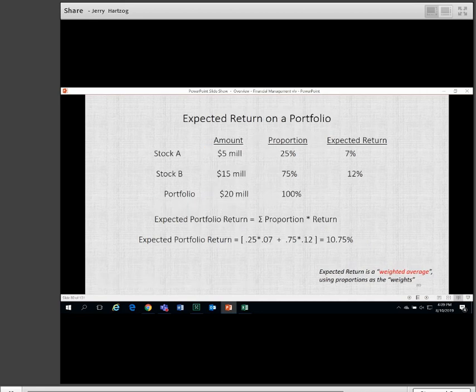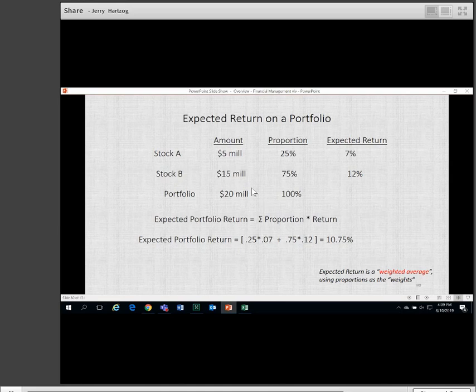Let's look at the expected return on a portfolio. Let's say we have stock A, we have 5 million, and we found out it had an expected return of 7%. Stock B, 15 million, and it had an expected return of 12%. Now, if we had equal amounts of A and B in the portfolio, we'd just take an average of 7 and 12. That'd be simple, but they're different amounts.